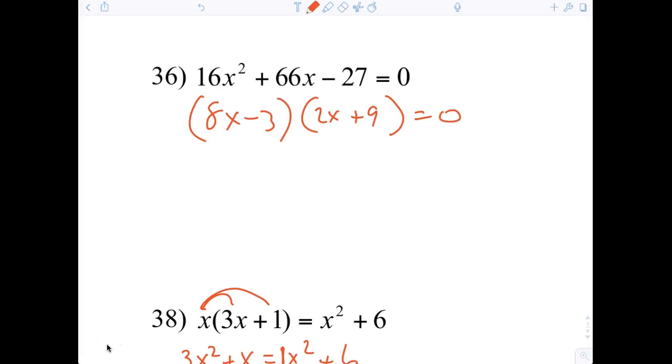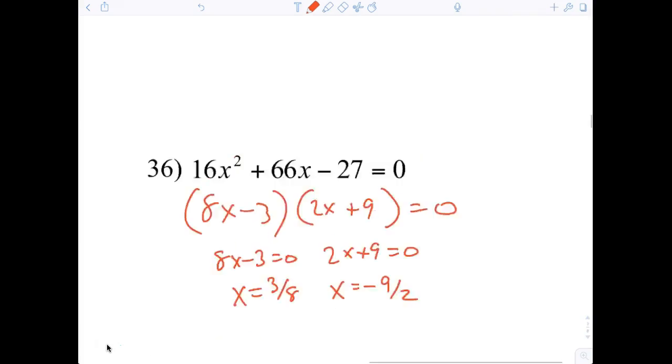Okay? So now, 8x minus 3 equals 0. That's a necessity. 2x plus 9 equals 0. That has to be written down. And then from there, x is equal to what? 3 over 8, and x is equal to negative 9 over 2. All right, I'm pretty happy with that.